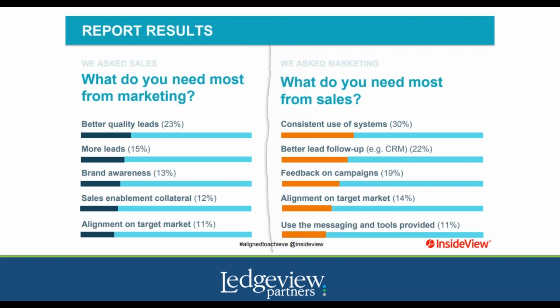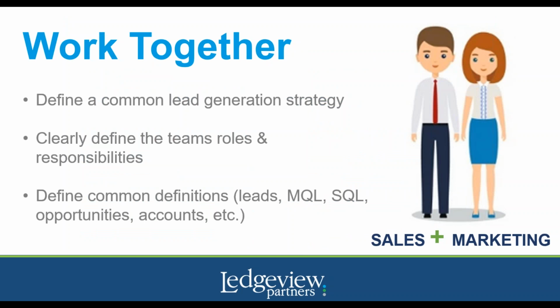A recent report from Inside View shows that marketing and sales have needs from one another, and many of those are crossovers, especially when it comes to leads and alignment of target market, as you can see here. The key here, and the point I'm trying to make, is bringing your marketing and sales teams together. These efforts that we're going to talk about today should not be in a silo. Work together to create a common lead generation strategy. You both will add value to this conversation. Clearly define the role and responsibilities of each team so that everyone knows their place in the process and you can become that well-oiled machine that everybody strives for.